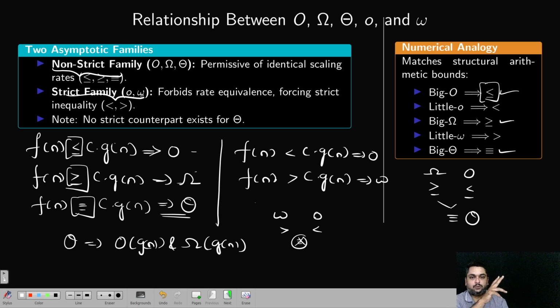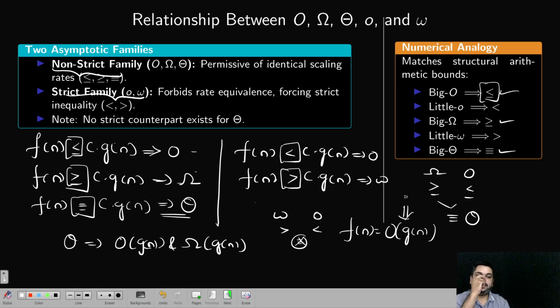These are the only two that belong to the strict family. So the key thing here to understand is these symbols. And one more thing is this g of n. When I write a function f of n, for example, equal to big O of g of n, we always say that whatever I am writing as big O is a set, not a single function. It's a set of functions g of n.